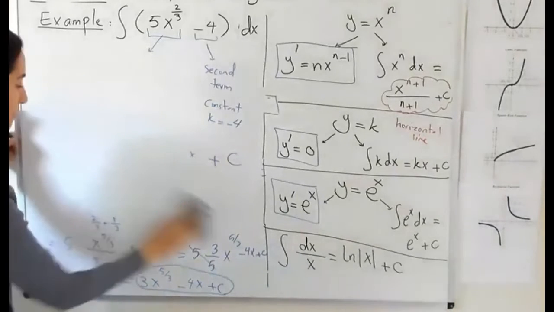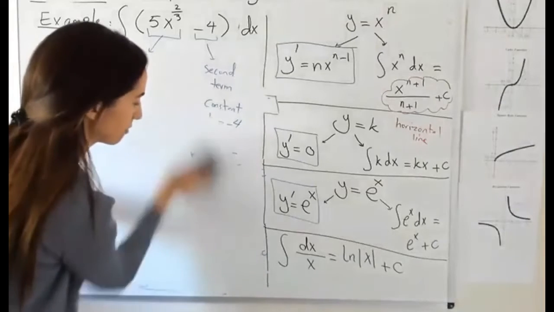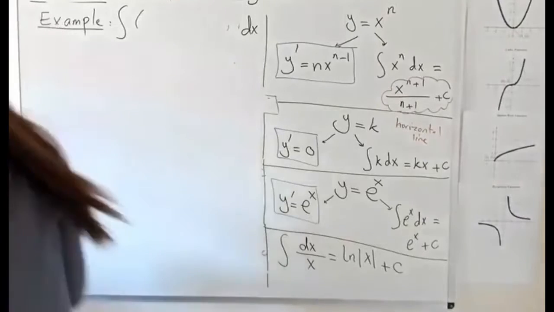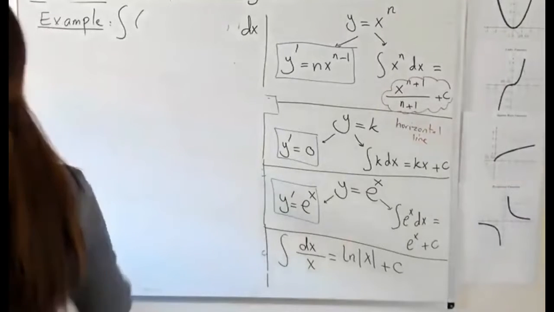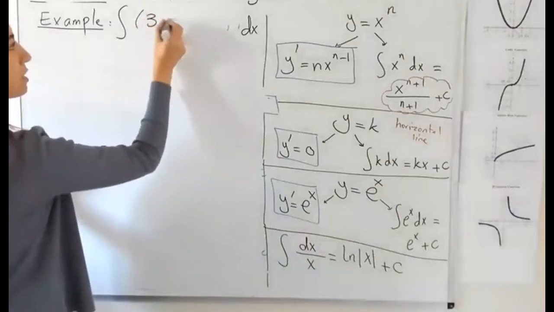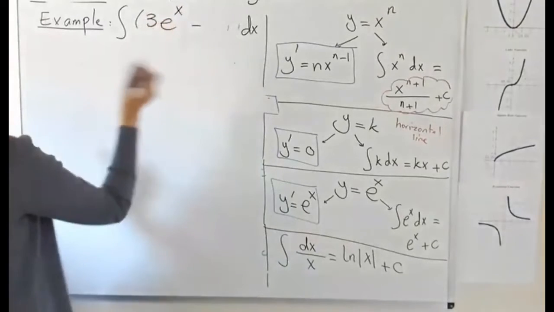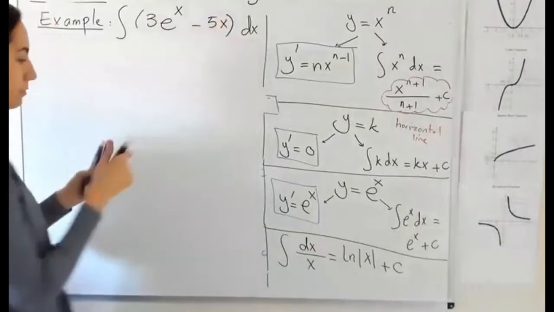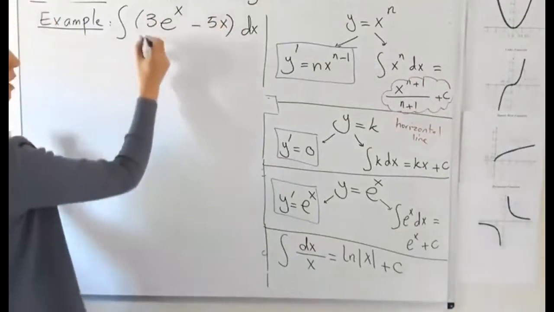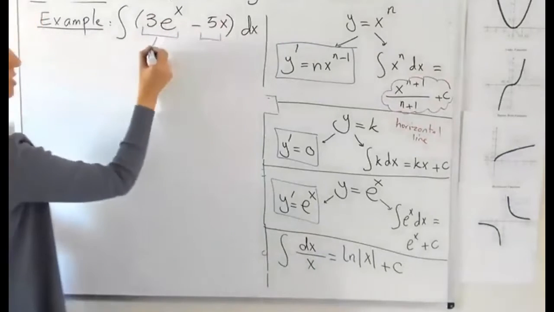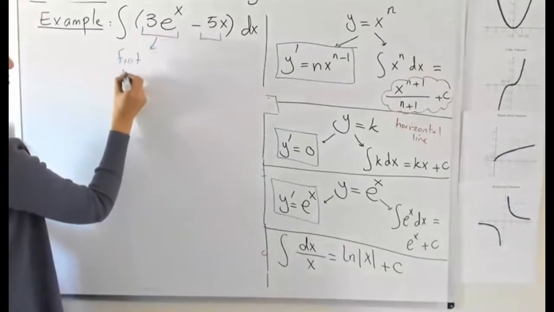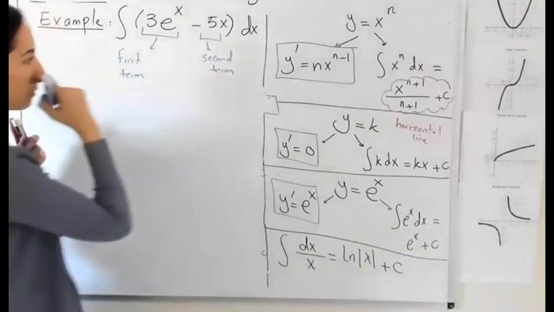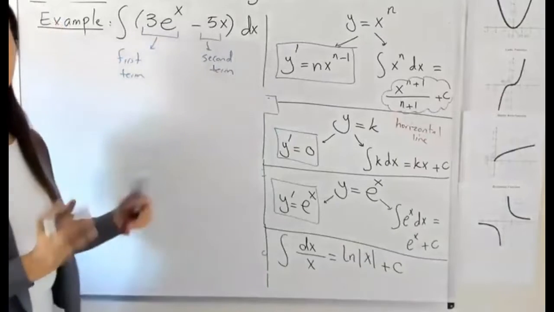Another example. So here we have 3e to the x minus 5x. Perfect. So how many terms do we have? Our first term, our second term. There we go. So let us take the integral of each of these.